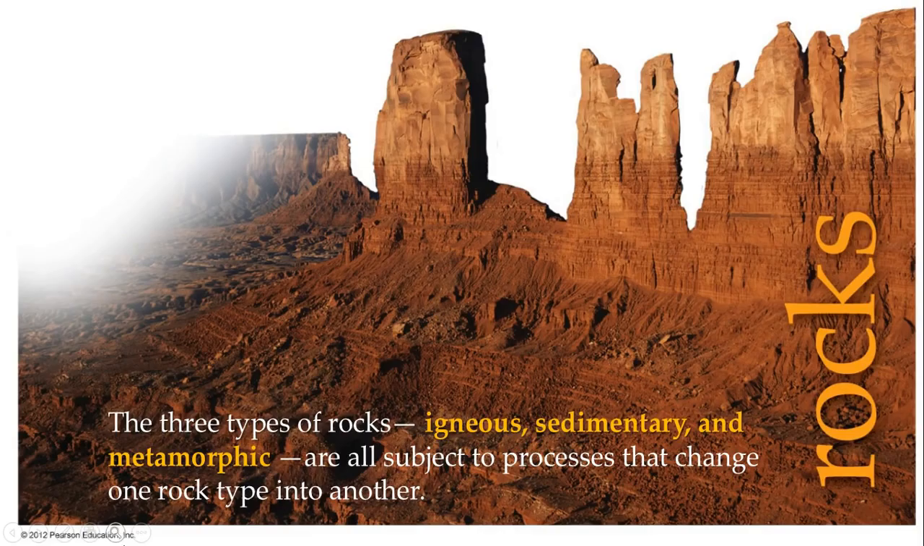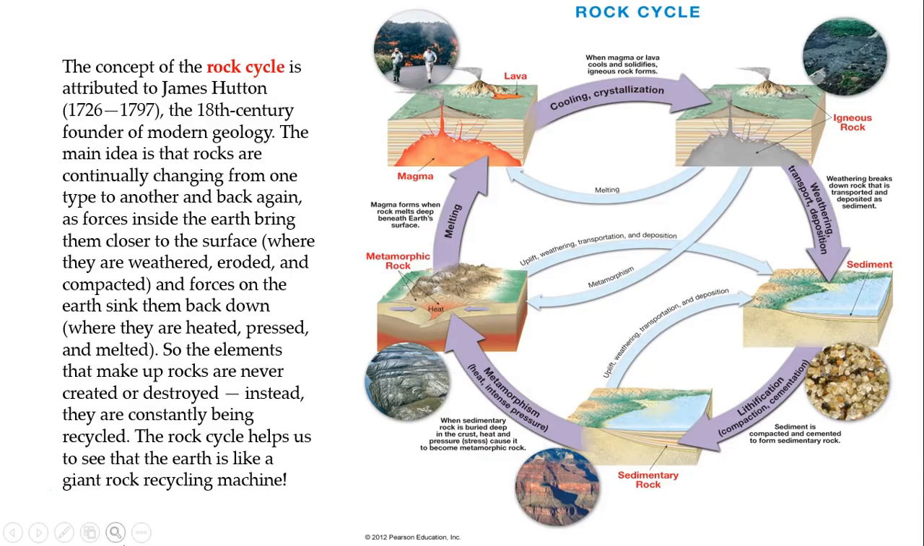Whenever you start talking about rocks, there are basically three types. You have what are called igneous rocks, sedimentary, and metamorphic rocks. All of these rocks are subject to processes that change them from one rock type into another. Of course, whenever you talk about changing one rock type into another, you're talking about the rock cycle, which has been attributed to James Hutton, the father of modern geology.